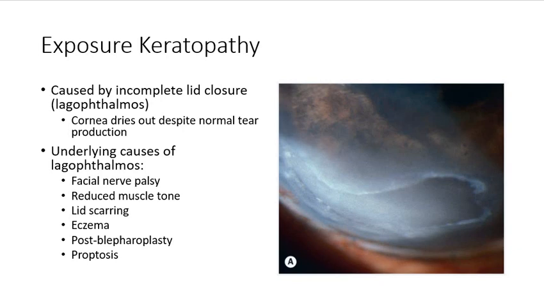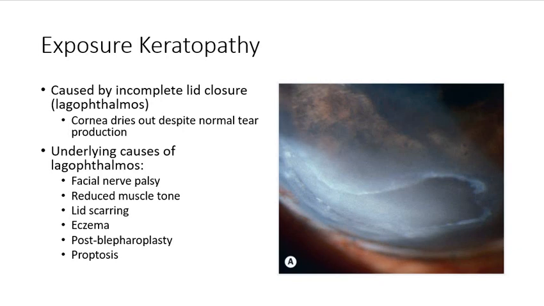Now, this can happen because of things like facial nerve palsy or reduced muscle tone, for example, in Parkinson's disease, or even a mechanical issue such as lid scarring, where the lids can rub against the cornea and cause this problem, or skin tightening of the lids as a result of eczema, or post-blepharoplasty. Blepharoplasty is a tightening of the lids, and if the lids are too tight, they can rub over the cornea a bit too harshly.